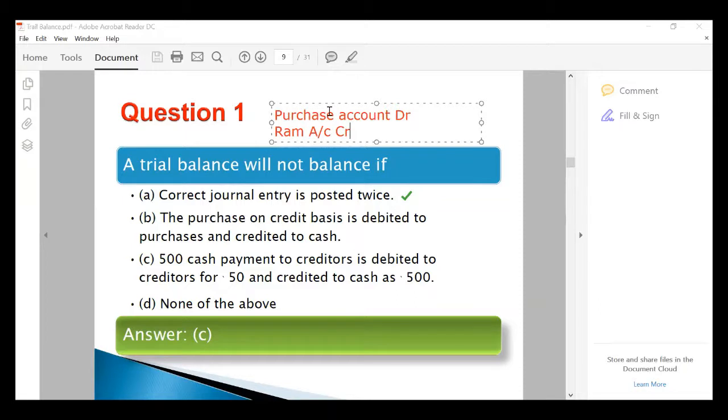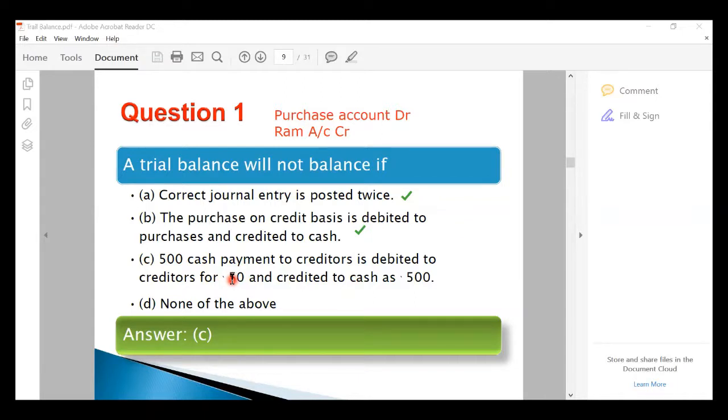The trial balance will tally. Here, the third one: 500 cash payment to creditor is debited to creditor for rupees 50 and credited to cash as 500. If it were debited 500, then it's okay. But it's debited only 50. 500 paid, but what is being debited? Trial balance will not look at whether the entry is correct or not.